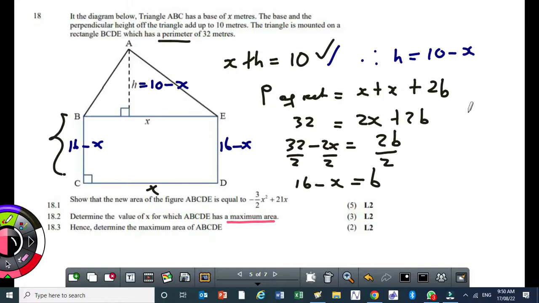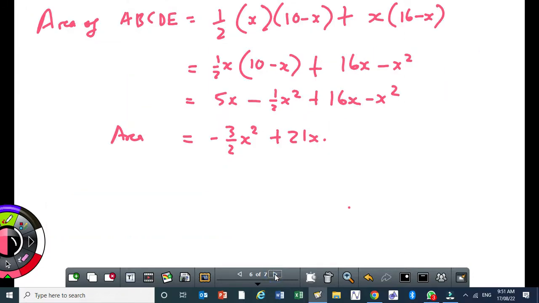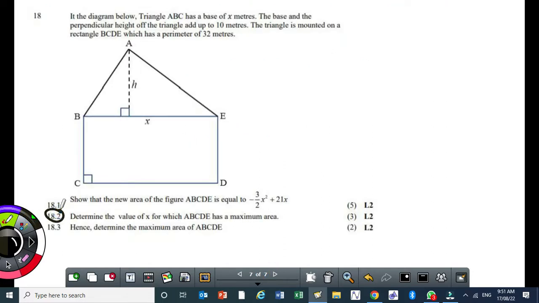Whenever I get a question like this, let's say you can't do the first one. You can use what you are supposed to show in the first one to do 18.2. If you know how to find the derivative, you just find the derivative of this, then you equate it to 0 and solve for x. At least you'll be able to get those 3 marks. So I'm doing that one now.